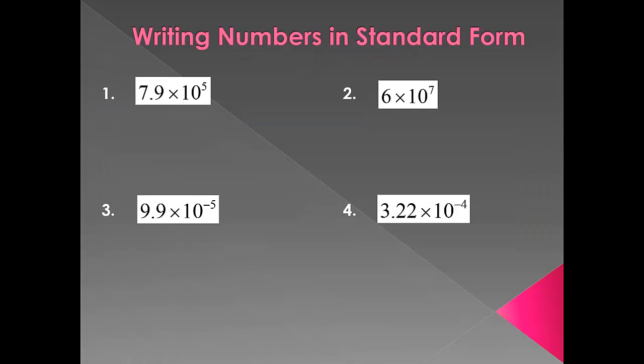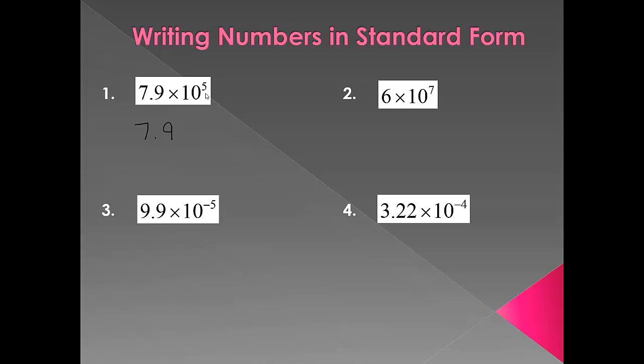Now we're going to try a couple of examples. We're going to take numbers that are written in scientific notation and we're going to write them in standard form. So for number 1, we have 7 9/10 times 10 to the 5th power. So we have 7.9 or 7 9/10, and now we're going to look at our exponent, which is 5. The absolute value of 5 is 5, so we're going to move our decimal 5 places.